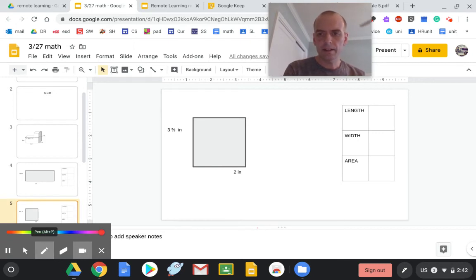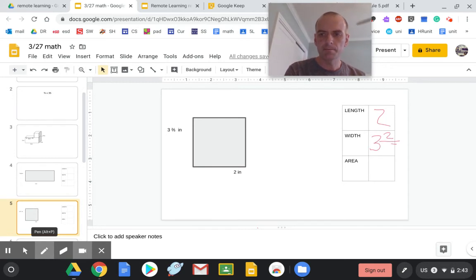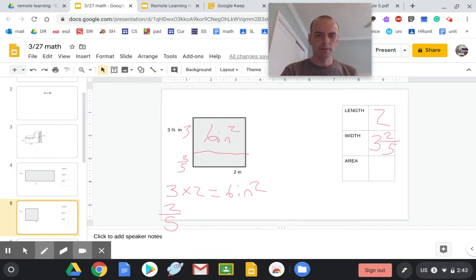All right, let's practice one more. Okay, so our length here is 2. Our width is 3 2/5. All right, so we could break this like 3 2/5 here. So then we can do that in two parts. We're going to do 3 times 2 equals 6 inches squared. 2/5. Let me put that up here, sorry. 2/5 times 2 over 1 equals 4/5 inches squared.